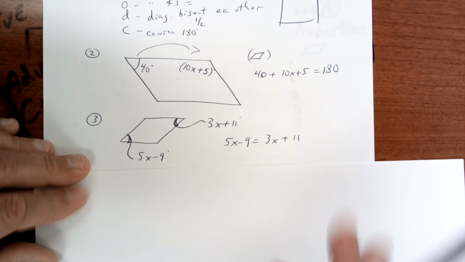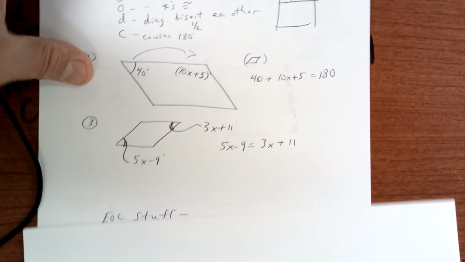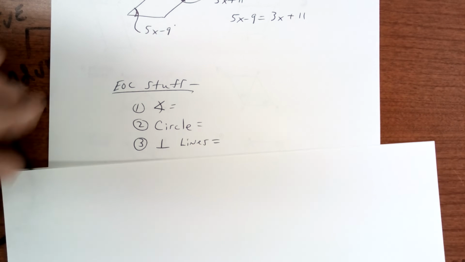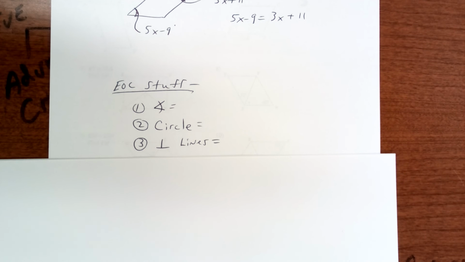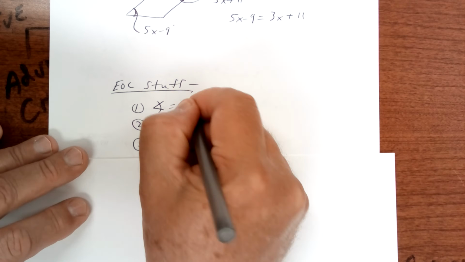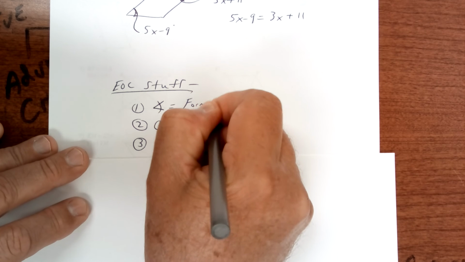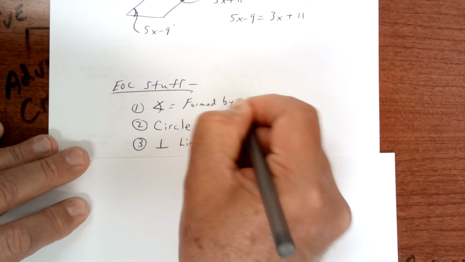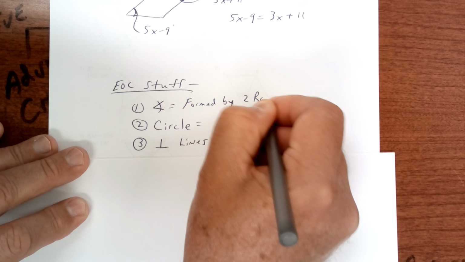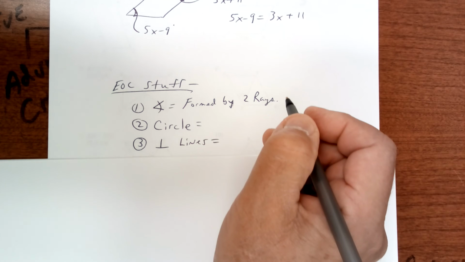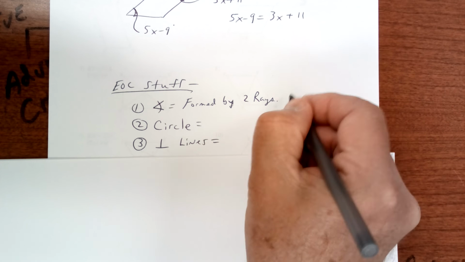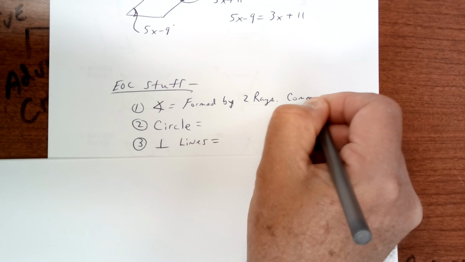All right, let's keep moving. There's some EOC stuff that we need to review on a constant matter and some definitions. Okay, so I want you to write down these definitions. An angle is formed by 2 rays, and it has a common point called the vertex.